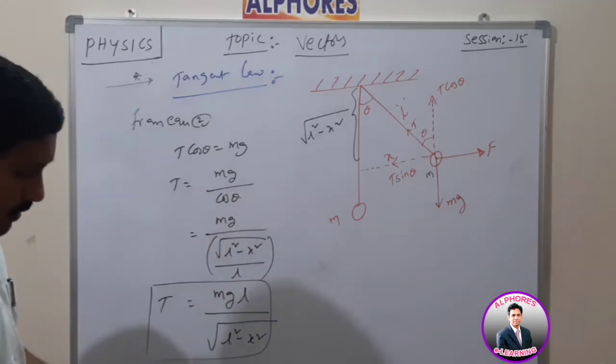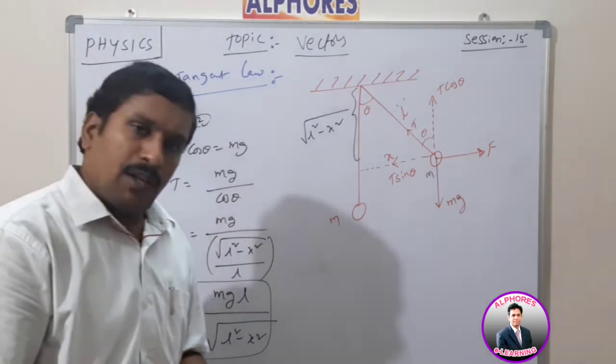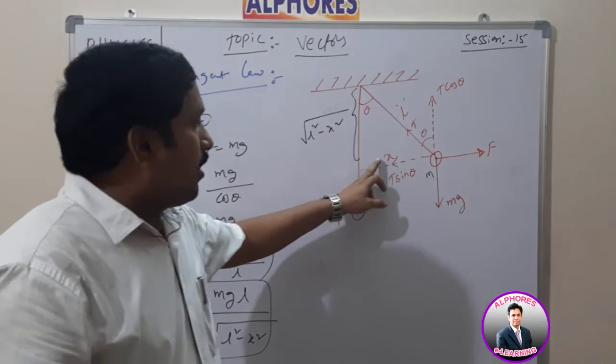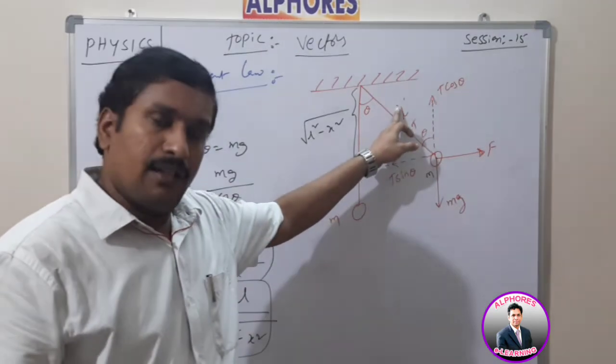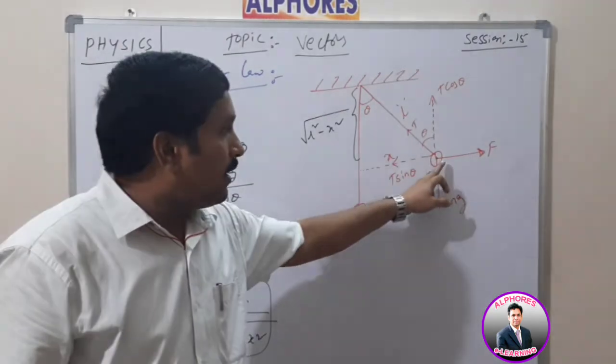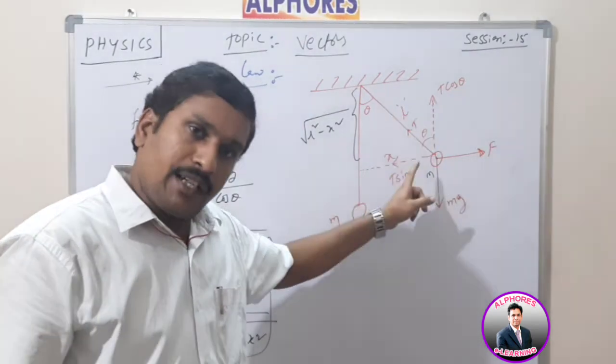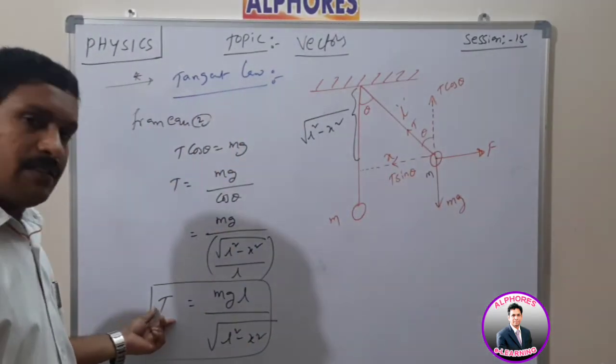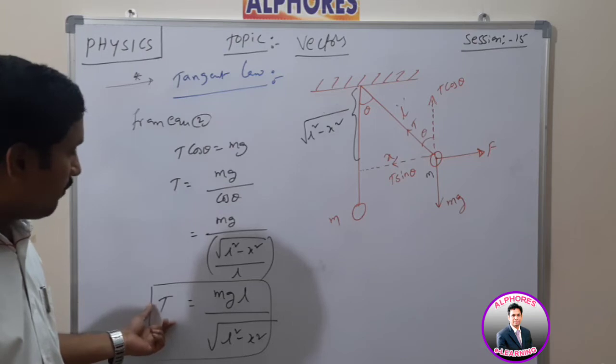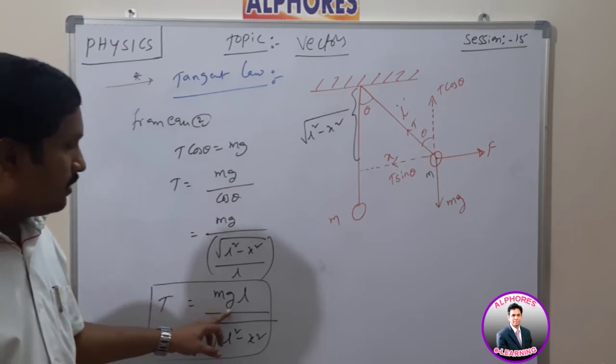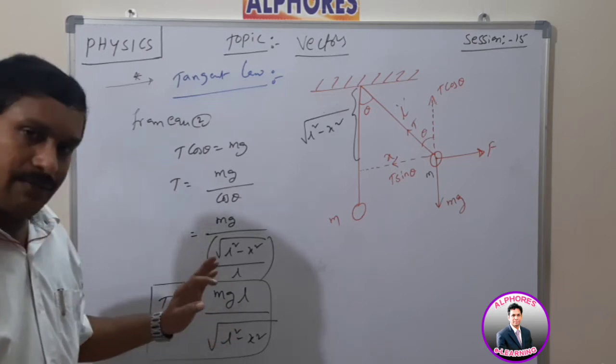Sometimes in problems they give the horizontal distance, the length of the string and the particle mass. So in that case, we have to find the tension. Tension developed on the string in this case is equal to, what is the formula? T is equal to m into g into L by root of L square minus x square.